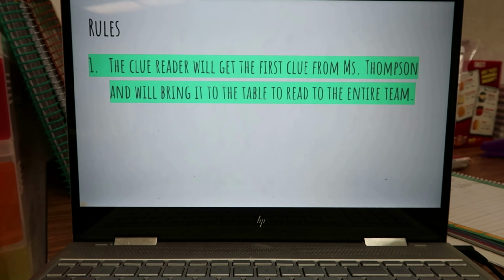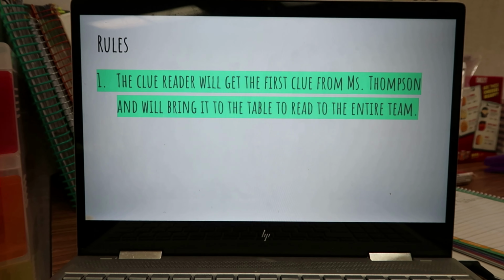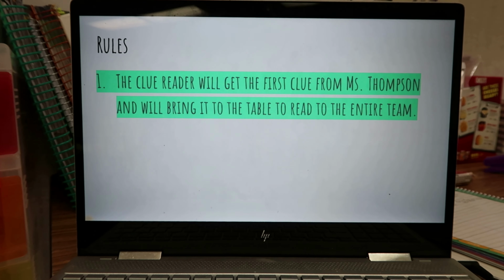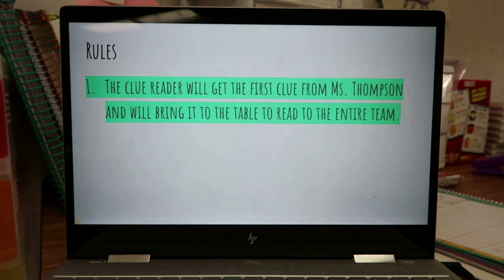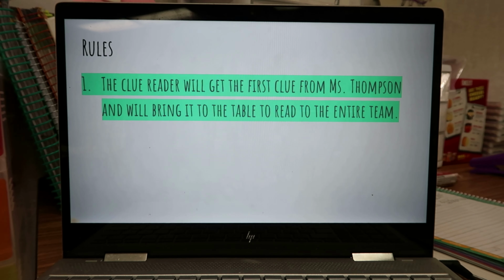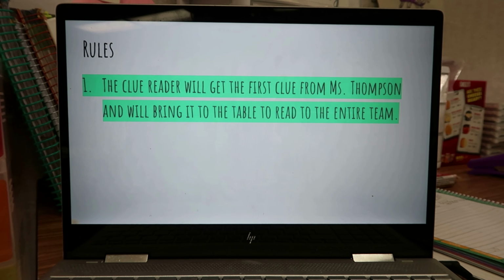This is the first time we're ever doing this. So rule number 1, the clue reader will get the first clue from Miss Thompson and will bring it to the table to read to the entire team. So I'm gonna have the clue readers come up, I'm gonna hand them their little clue card, and they're gonna go bring it to their team and read it.